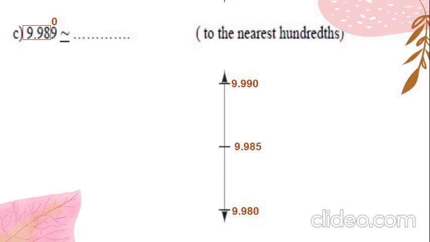So the midpoint is 9.985. Now search where the original number is, up to the midpoint or down to the midpoint. I have 9.989. 989 is bigger than 985. It's bigger than the midpoint. So that means the original number is up to the midpoint. When the original number is up to the midpoint, take the bigger number. So my answer is 9.99. The 0 at the right in the decimal part has no meaning.